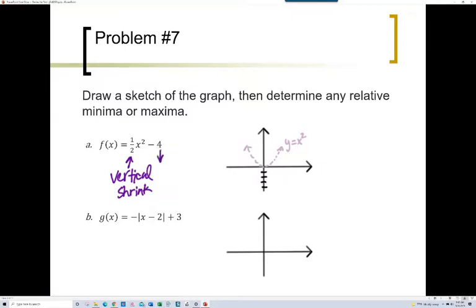And this minus 4 is going to cause us to go down 4. So we're going to go down 4, and we're going to draw the same graph, but it's going to be a little more wide looking. And so there's the graph of this function, just a rough sketch actually. Notice the only point that's exact is the vertex. But we have more than enough to find the minimum value here, because it's the bottom of a valley, the lowest point.